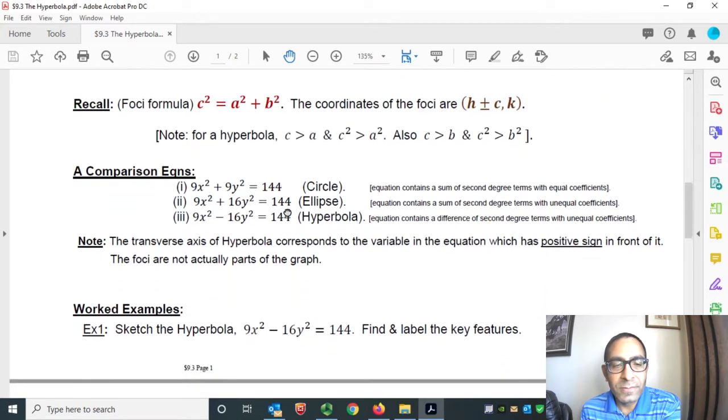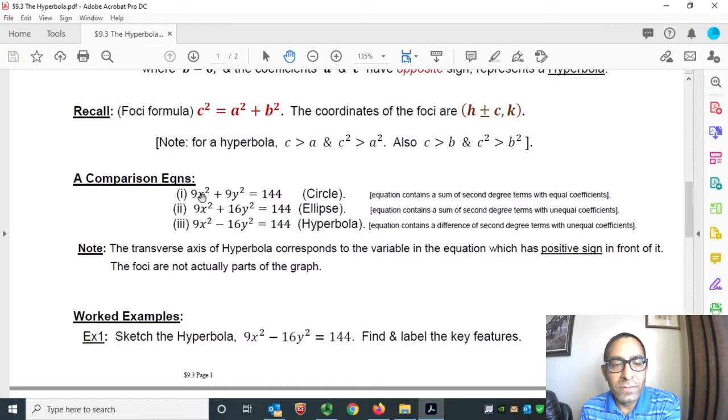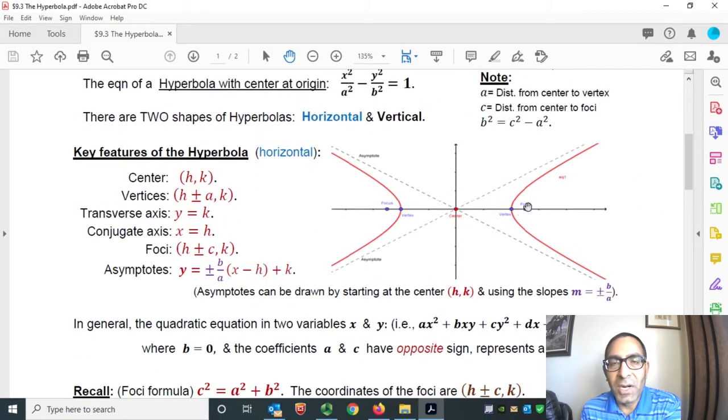Our comparison equations: equation of circle, 9x squared plus 9y squared equals 144. Ellipse, 9x squared plus 16y squared equals 144, and equation of hyperbola is 9x squared minus 16y squared equals 144. So here the coefficients of x squared and y squared are the same in the equation of circle. In the equation of ellipse, the coefficient of x squared and coefficient of y squared are different, and we have a plus sign here. And in the equation of hyperbola, the coefficients of x squared and y squared are different and also have opposite sign. Awesome. Quick note: the transverse axis of a hyperbola corresponds to the variable in the equation which has positive sign in front of it. The foci are not actually parts of the graph. So here are the foci. These are not part of the graph.